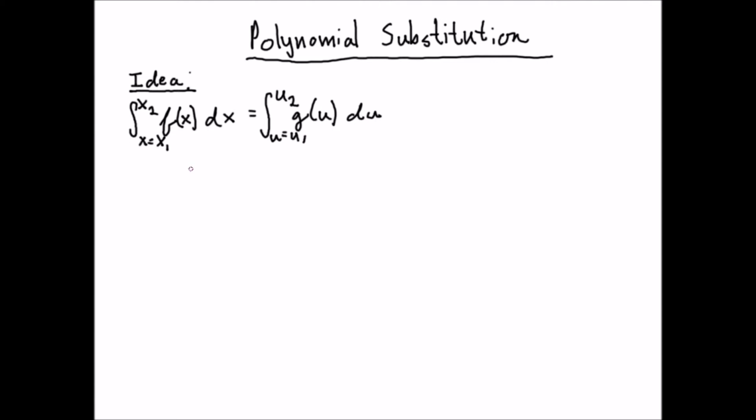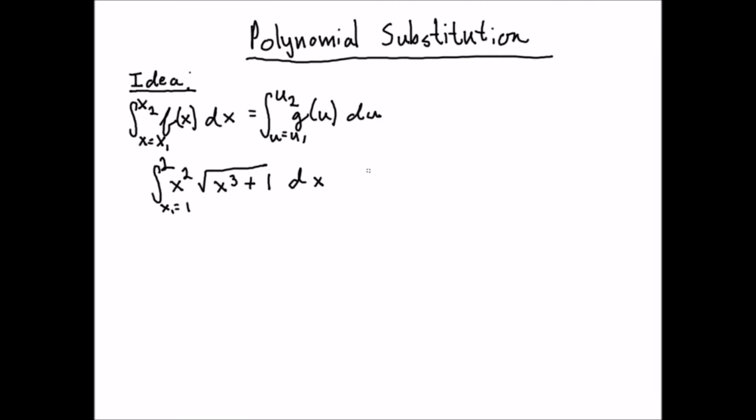Let's start off with an example, because when we actually do an example, this starts to make perfect sense. Let's say we have the following integral: the integral of x squared times the square root of x cubed plus 1 dx, and we're going to integrate it from 1 to 2. How can I rewrite this expression, which is a function in terms of x, into another function in terms of u?